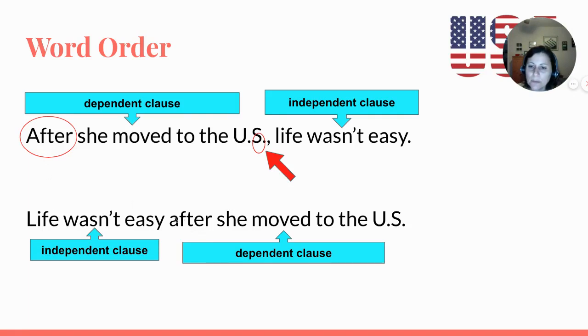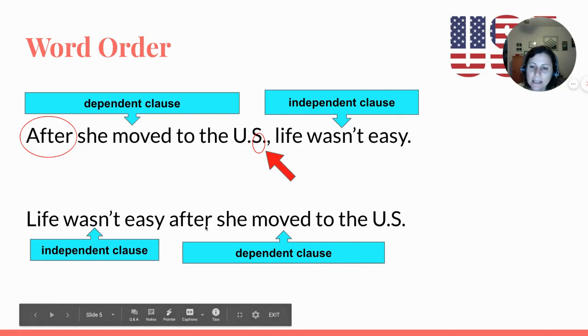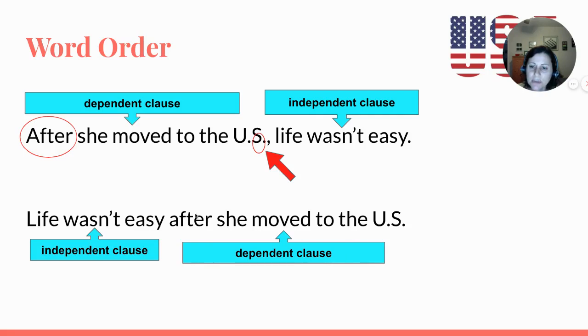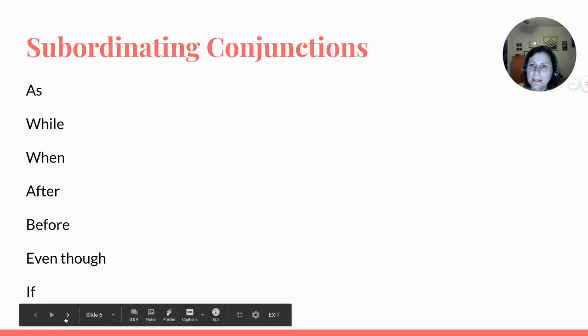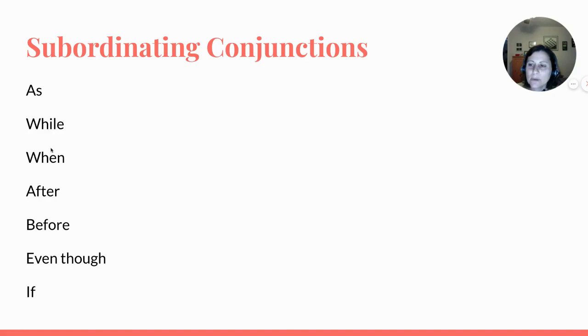If you have the dependent clause come second, the subordinating conjunction goes in the middle and there's no punctuation, no comma. Here are some examples of common subordinating conjunctions that I want us to practice this week. As, while, when, after, before, even though, if.